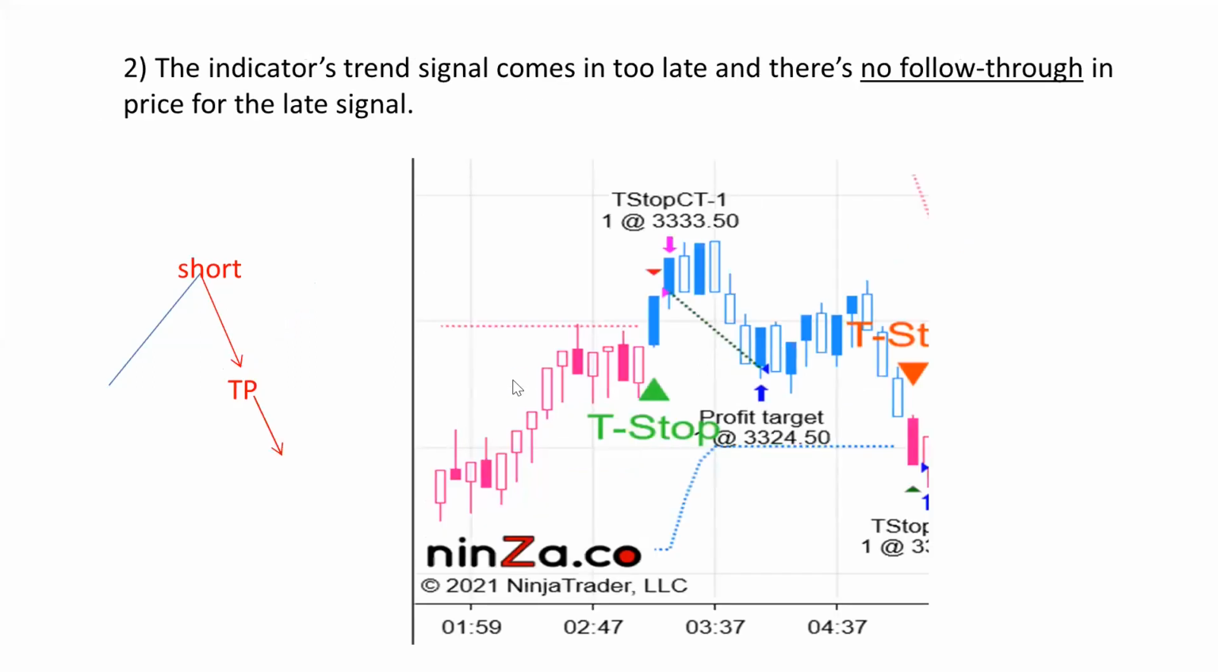And the second possibility for profit during a trend on a counter trend system is that the indicator's trend comes in too late and there is no follow through in price for the late signal. And that's an opportunity of profit for the counter trend.